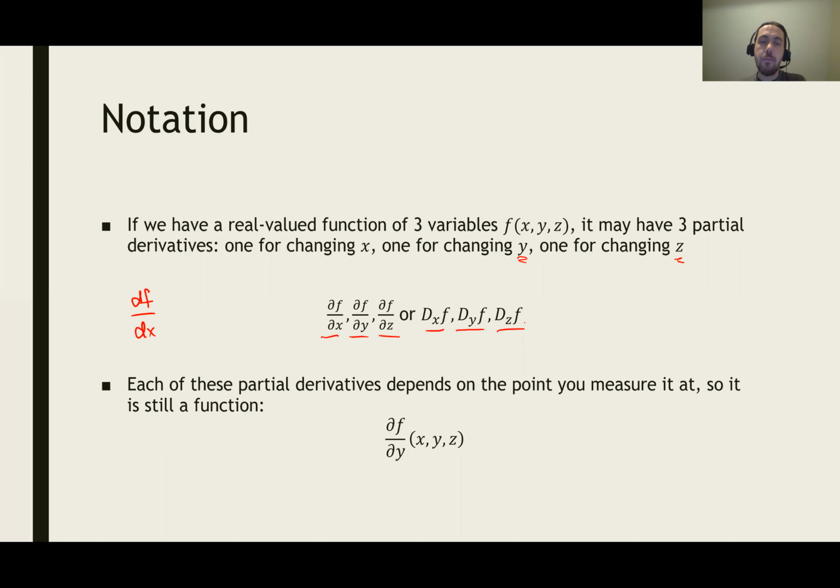And just as before, each of these partial derivatives changes. Depending on where you are, your function may be changing faster or slower. So the partial derivative depends on the point you measure it at. It's still going to be a function of 3 variables. And all of this goes through whether we have 3 variables or 4 variables or 5 variables or 2 variables, and so on.